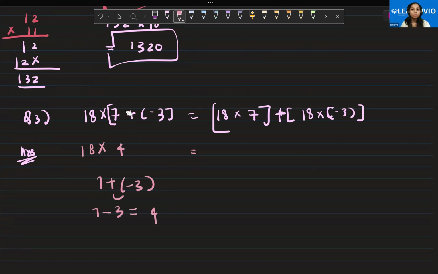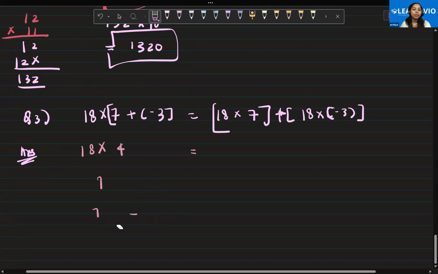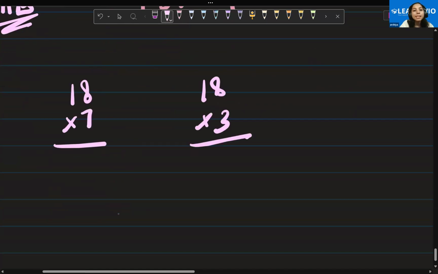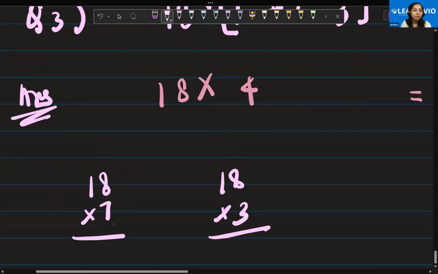And what do we have here? Here we have 18 into 7. We will multiply that on the side and 18 into negative 3, so 18 into 3 also. Do you think it's going to be equal? What do you think? Okay, let's check and see how much are 7 eights.